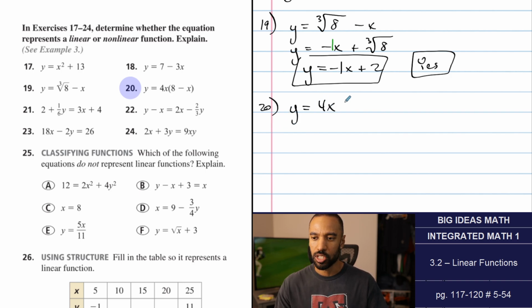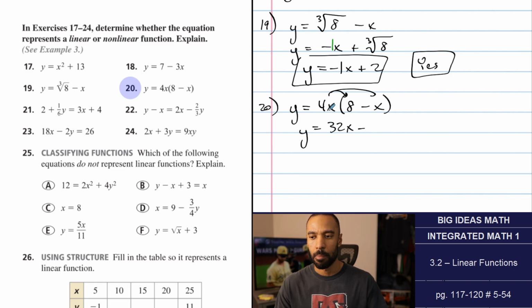This one would require some distribution, perhaps to levels that you might not fully know on how they work, but you can distribute. This would be y equals 32 times x minus, now 4 would multiply by an invisible 1, so 4. And x times x is x squared.